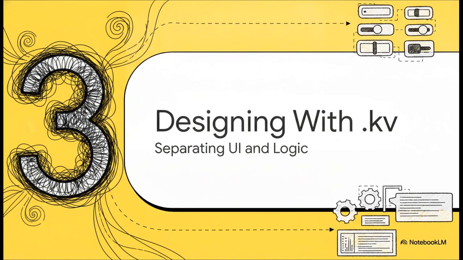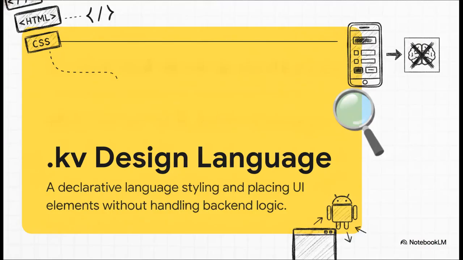Okay, Section 3, designing with .kv, and how we separate our UI from our logic. Think of the .kv language exactly like HTML and CSS in web development. It strictly handles what the user sees. It's a declarative design language built specifically by Kivy, because let's be honest, you really don't want to clutter your main Python file with hundreds of lines of code just to specify button colors and layout padding. Instead, you define all of your styling and element placement cleanly in a dedicated .kv file.